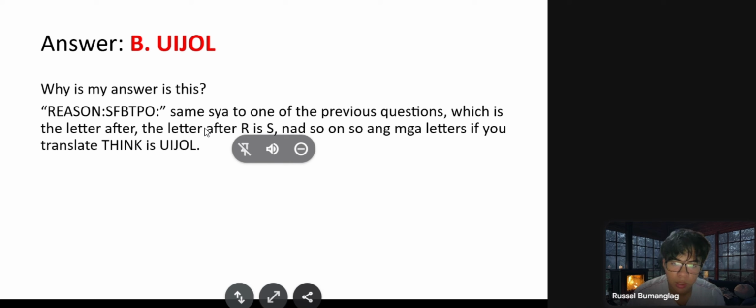The letter R is S. And so on. Ang mga letters, if you translate think, is UIGJOL. R is to S, and E, A, B, C, D, E. The letter after E is F, so that's why F is a second here in reason, and in A the letter after is B, so that's why it's B here. So it's basically the letter after.